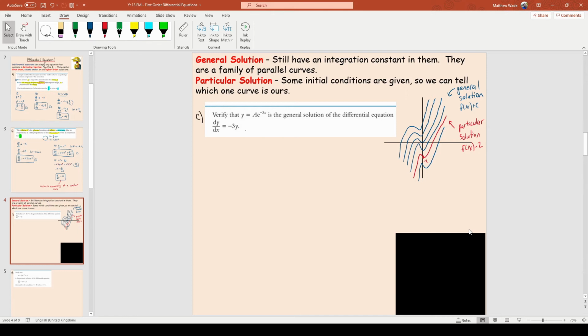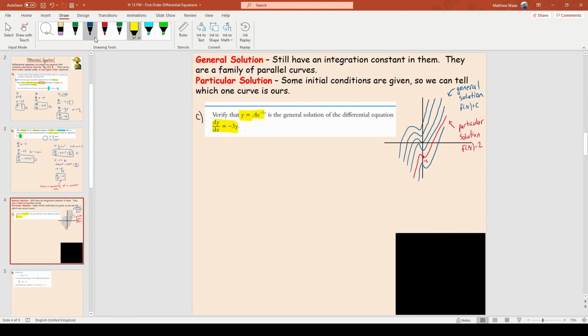Right, so here we go. This is less fiddly now, so you're going to like this. These verify ones are just a matter of manhandling it with calculus, so it's cool. It says verify that y equals ae to the minus 3x is the general solution to this. Okie doke.